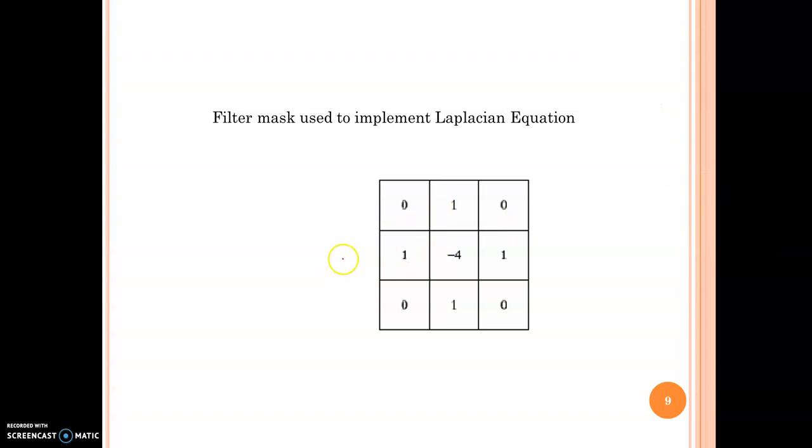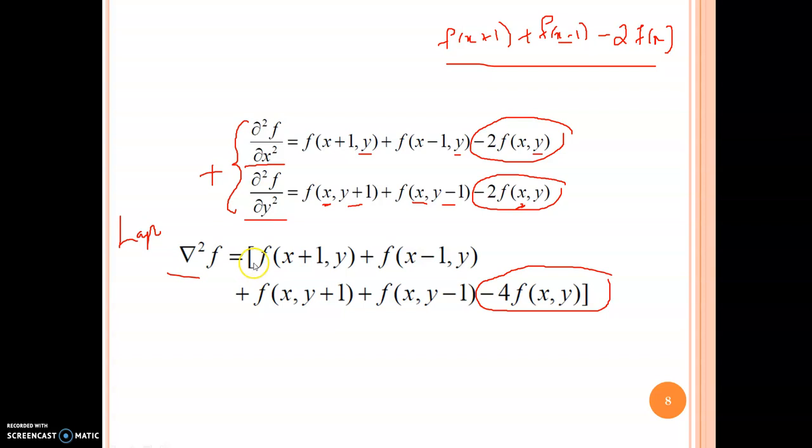Consider this is my x and this is my y. If this is y, this will be y minus 1, and this pixel position will be y plus 1. Similarly, if this is x, it will be x minus 1, and this will be x plus 1. We have already written the expression for del square f in the previous slide. You can see x plus 1, x minus 1, y plus 1, y minus 1, where you have the weight as 1, and corresponding to f(x,y), you will have the weight as minus 4.